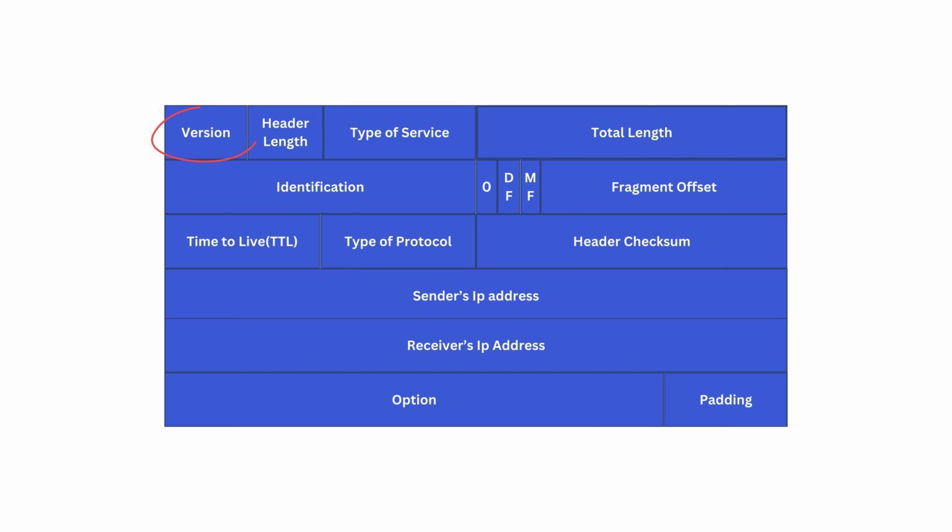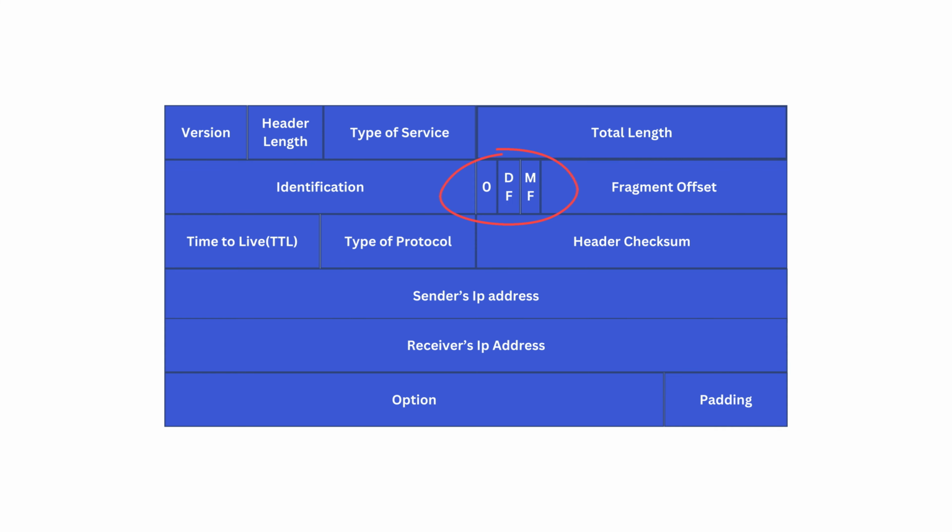Version specifies the IP version being used, usually IPv4 or IPv6. Header length indicates the length of the header itself. Type of service prioritizes the packet's delivery based on the service type. Total length is the entire size of the packet, including the header and data. Identification is used to help reassemble fragmented packets.